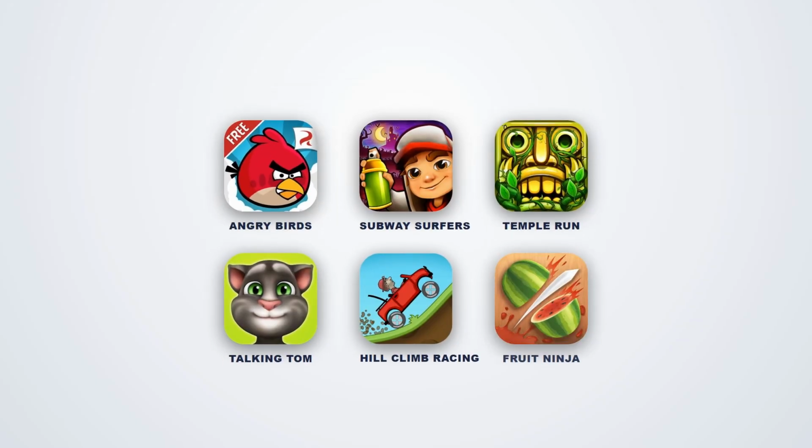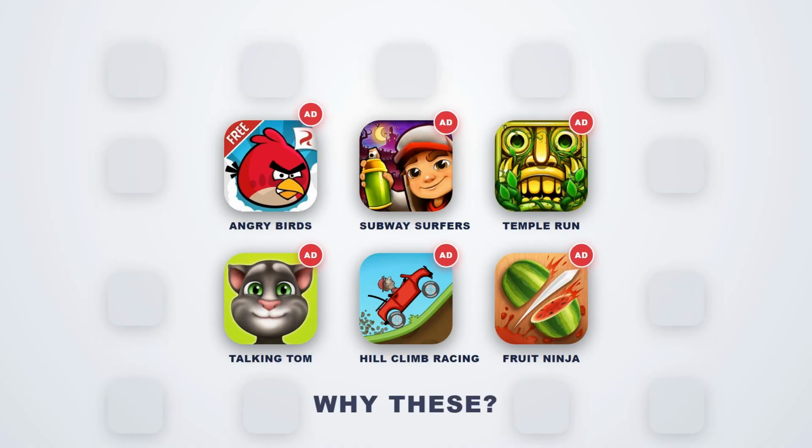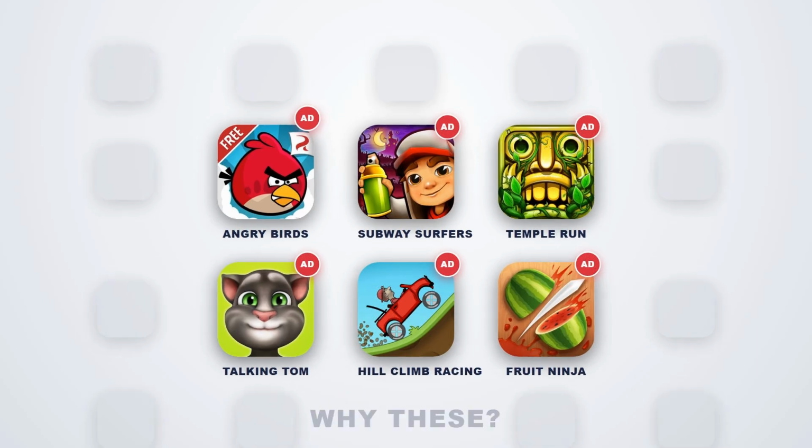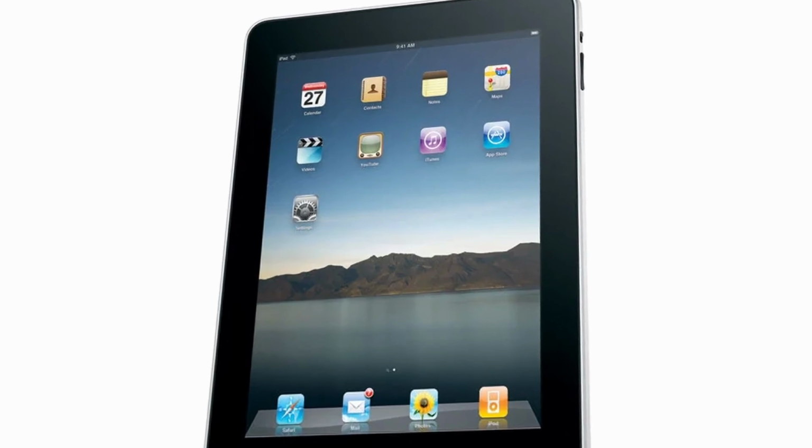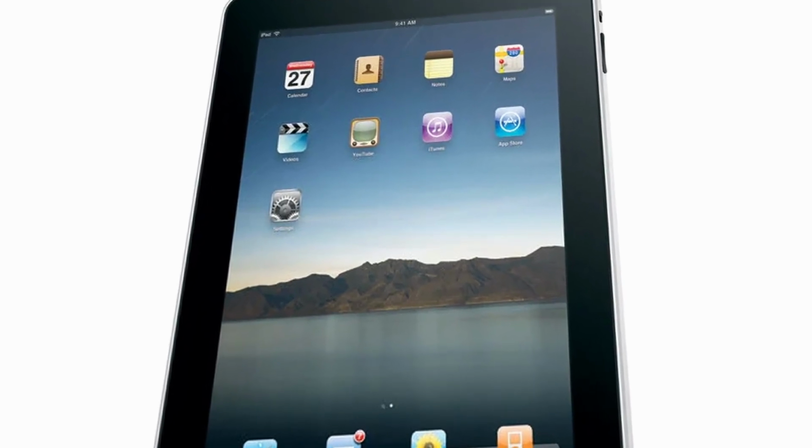It's the whole shelf, every game from that era, the ones literally everyone had, all quietly turned into the same thing, an ad machine with a game attached. So how did that happen? And why these games and not the ones sitting right next to them? Let's get into it. First, we need to set the scene because the App Store used to work completely differently.